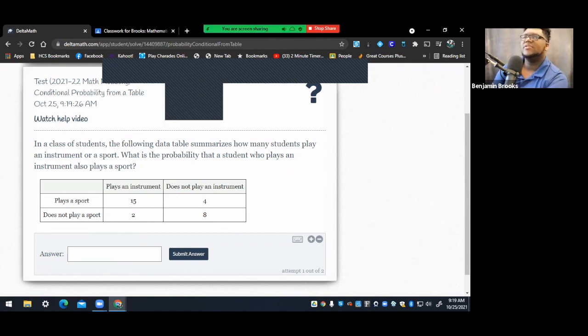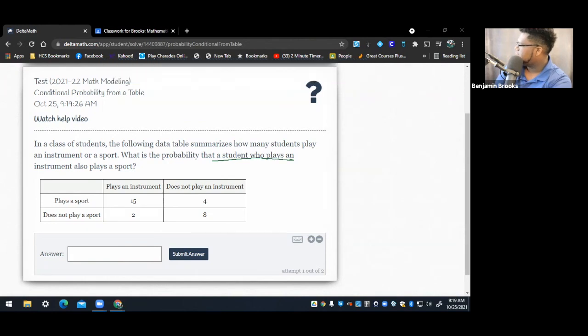Okay, so we walk through this. We've got plays an instrument. So note, it is actually saying, given that a student plays an instrument, which student will also play a sport? So the only column we're really looking at is this one right here, in which 17 students play an instrument. And of those, the ones that also play a sport are 15. So the answer would be just 15 over 17.